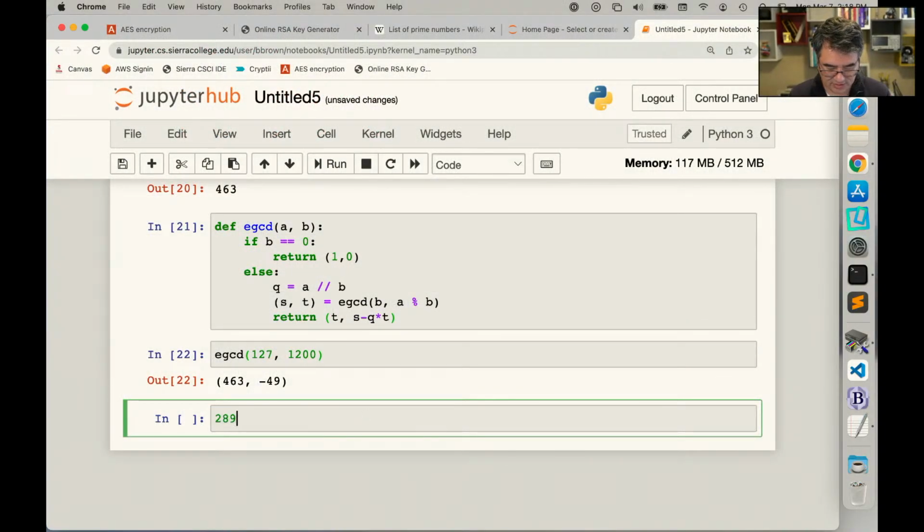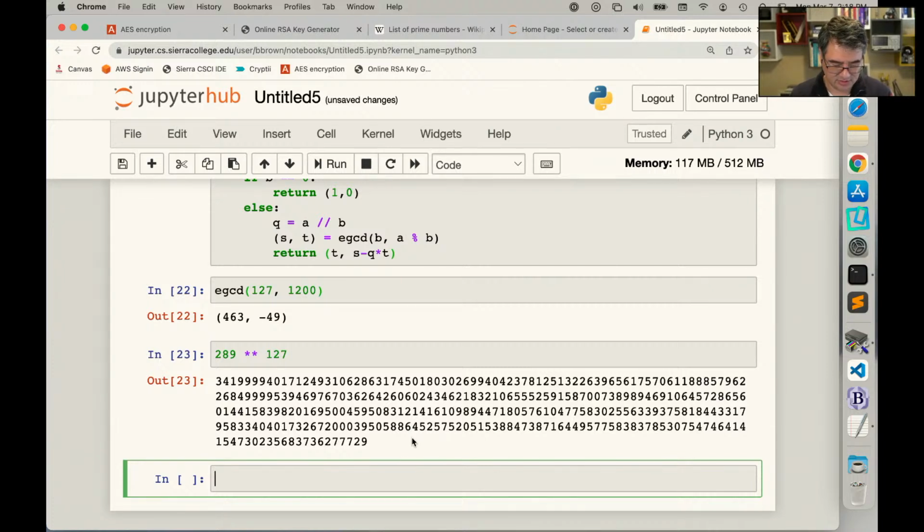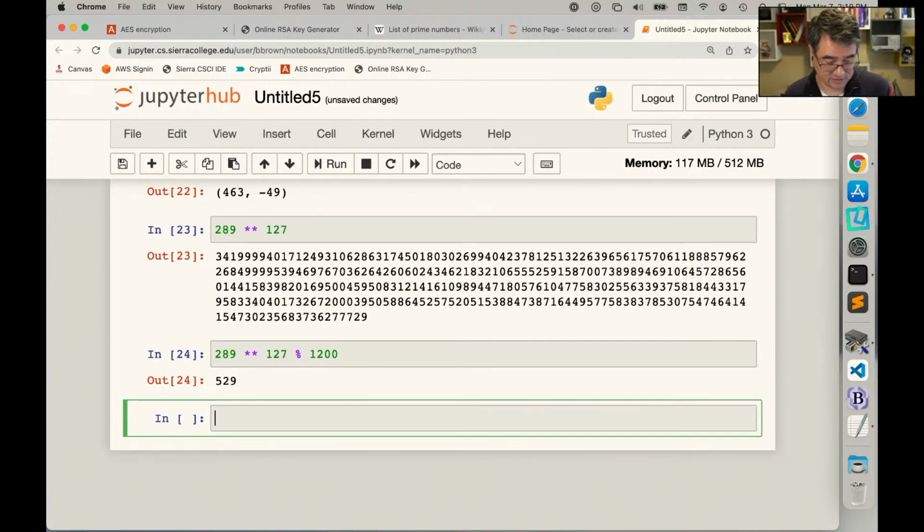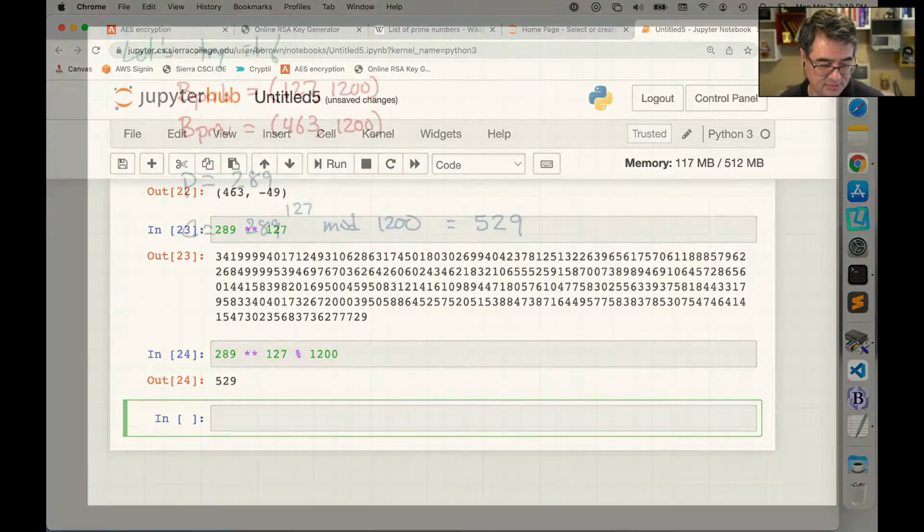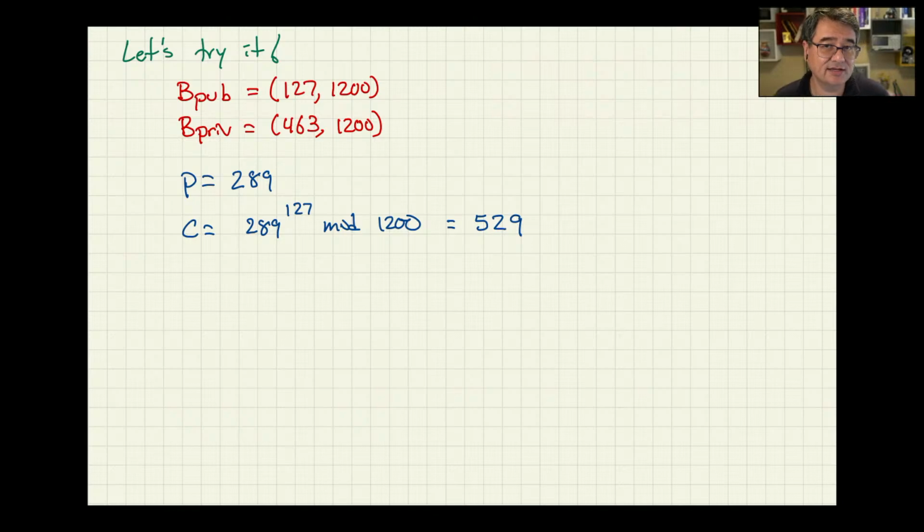Okay, 289 raised to the 127th power is this monster number, but we are doing it mod 1200, and that gives us 529. So 529 is the encrypted value for 289. That's the number that we'll send over to Bob. So Alice did this. And now Bob is going to take over.